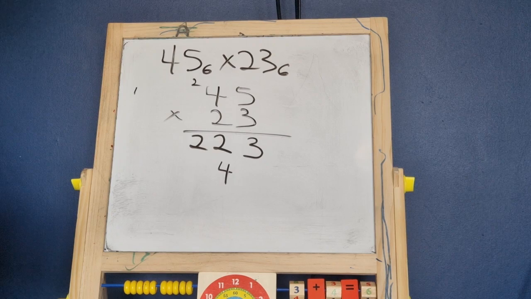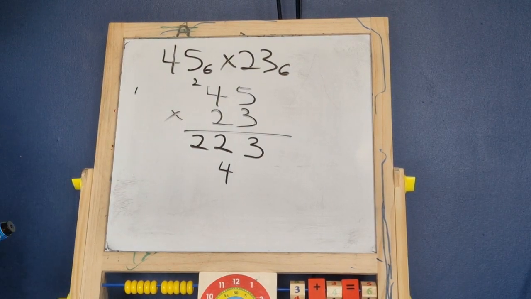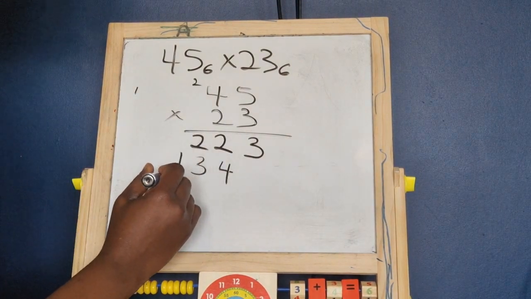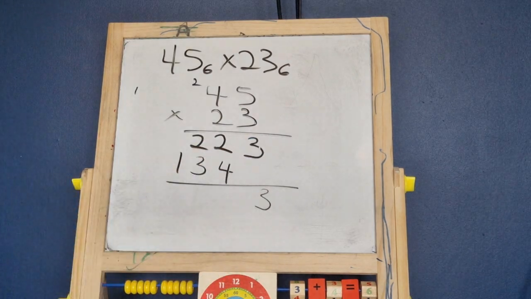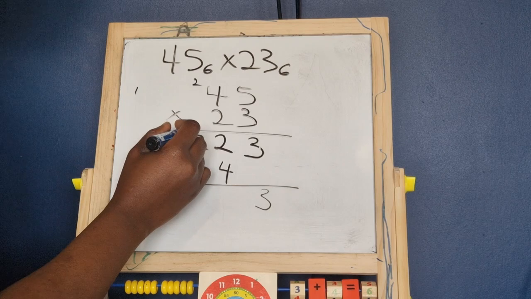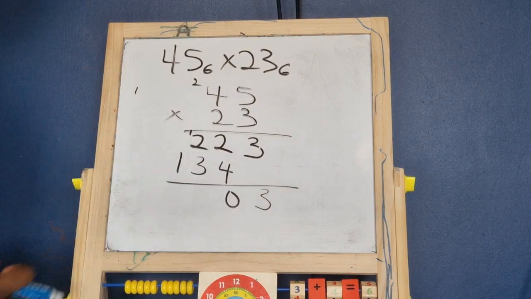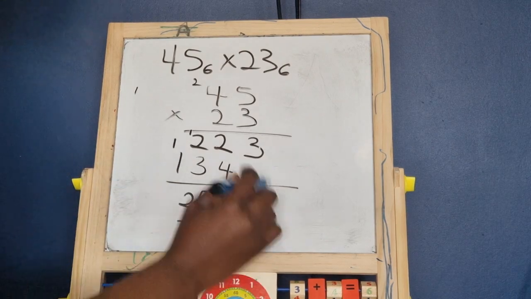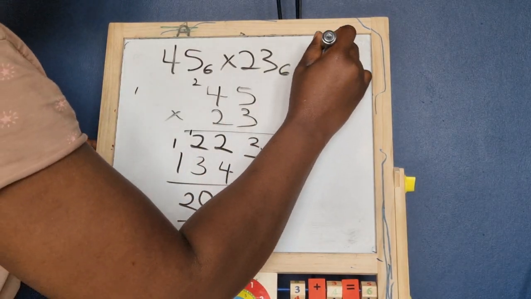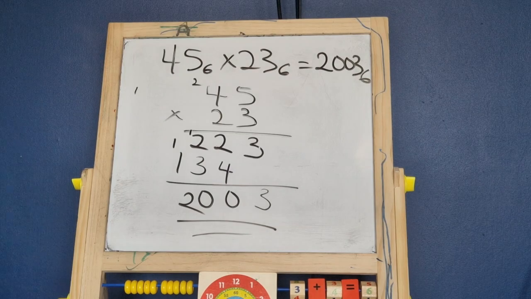2 times 4 is 8. 8 plus the 1 is 9. How many times will 6 go in 9? It will go 1 time, remainder 3. Now we add. This will be 3. 2 plus 4 is 6. We can write 6 because we are working in base 6. So how many times will 6 go in 6? That's 1, remainder 0. 1 plus 2 plus 3 is 6. So how many times will 6 go in 6? That's 1, remainder 0. So 1 plus 1 is 2. So 45 base 6 times 23 base 6 will give 2003 base 6.